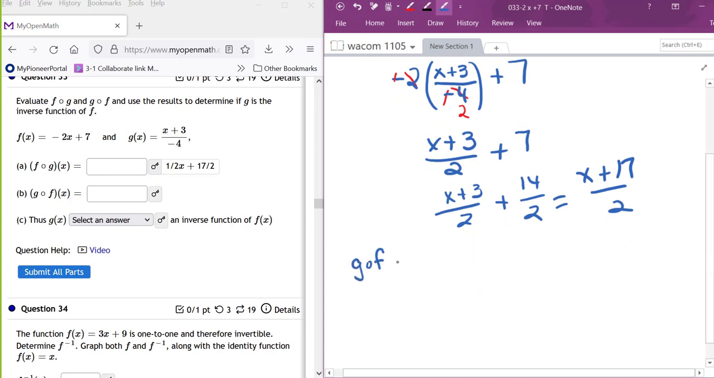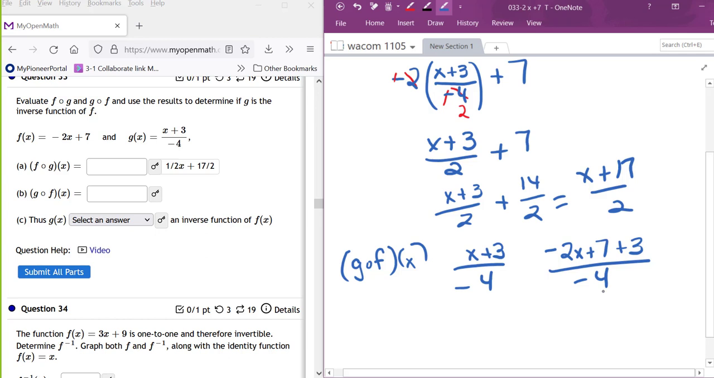So g of f of x says start with g and put f inside g. So f is going to go inside this x. So we're going to have negative 2x plus 7 plus the 3 over negative 4. And if we clean up here, we'll have negative 2x plus 10 over negative 4.